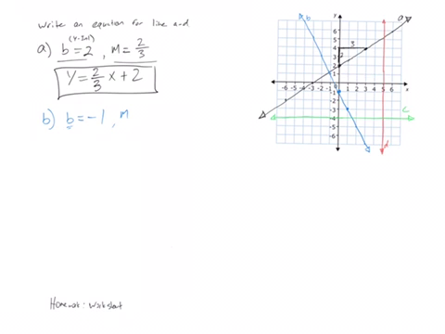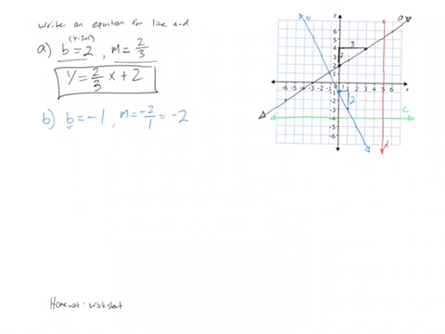Let's see here. Rise, how much does it go up and down? It goes up and down 2. And it runs left and right 1. But of course, notice this is going down, so this is going to be a negative slope. So this is going to be negative 2/1. But of course, negative 2/1 is just simply negative 2.